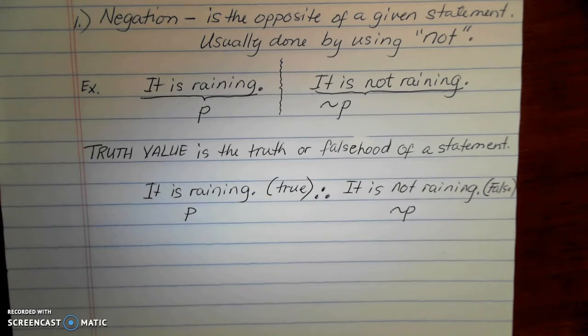Let us now discuss the truth value of this statement. So what is truth value? Truth value is the truth or falsehood of a statement. In the case of negation, if the first statement, the P statement, is true, the negation of that is going to be false, which makes sense. If you say that it is raining and really it is raining, to say that it's not raining is going to become a false statement.